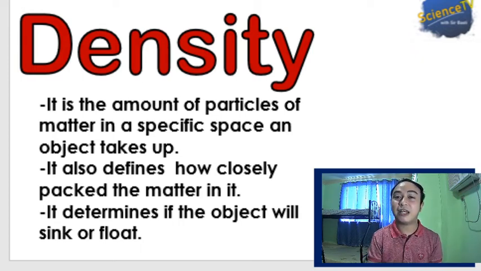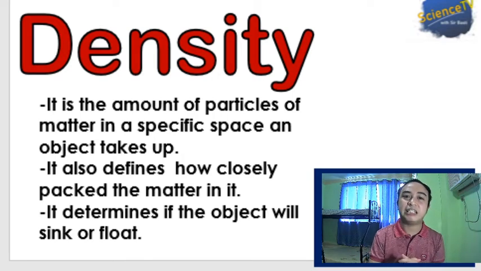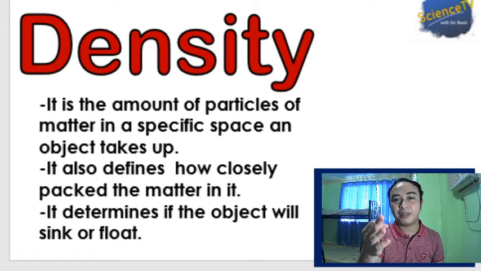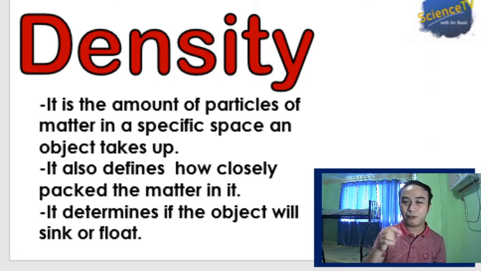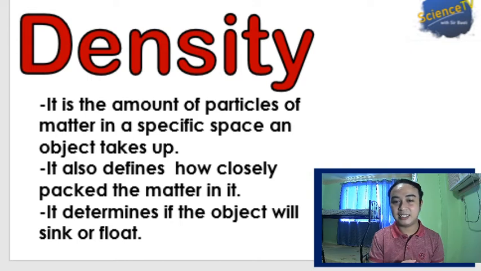Then it also defines how closely packed the matter is, how compressed the object is. So it is the one that answers how compact, how compressed the object is. It is the density. Third one, it is the one that determines whether the object will sink or float. So those are the three things that you need to know all about density.